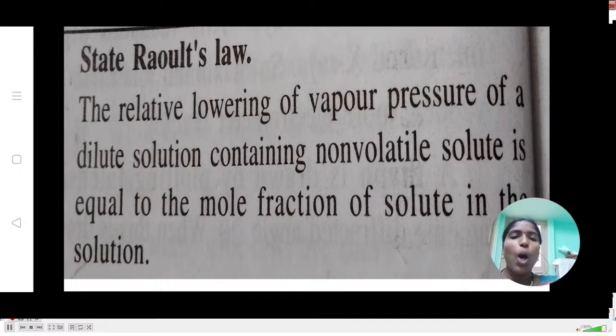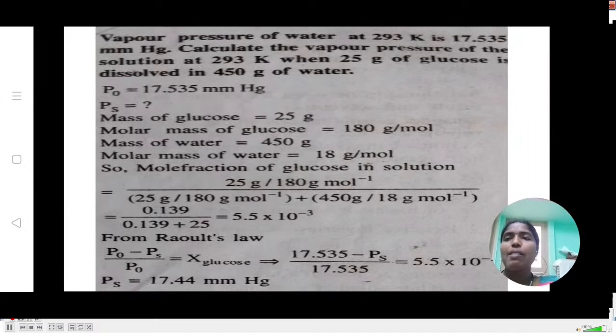So let us see how to give it. What is a Raoult's law based problem? Here is one important problem based on Raoult's law. The vapor pressure of water at 293 kelvins is 17.535 mm of mercury. Calculate the vapor pressure of the solution at 293 kelvins when 25 grams of glucose is dissolved in 450 grams of water. Okay, this is the problem.